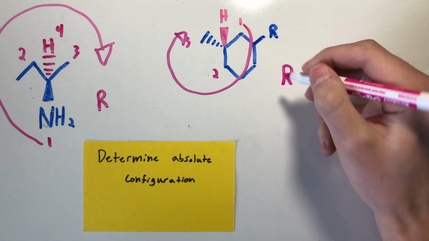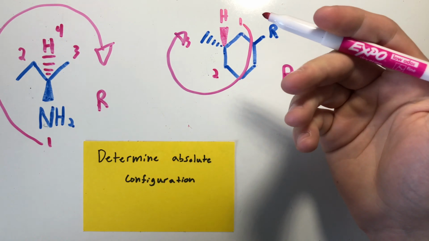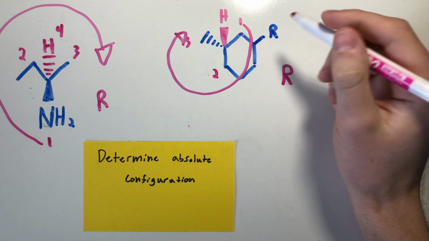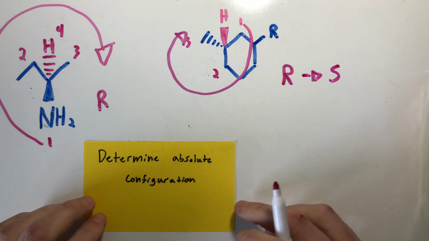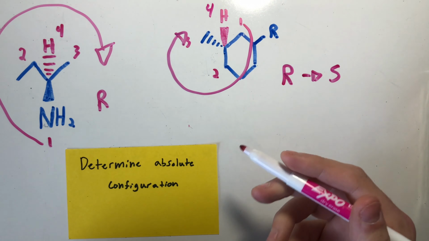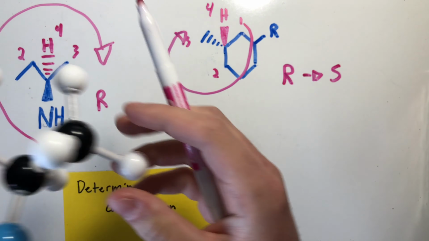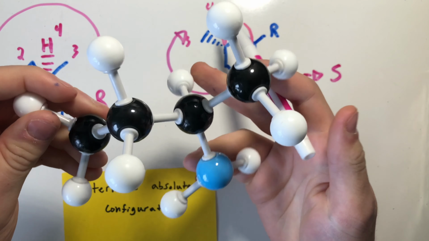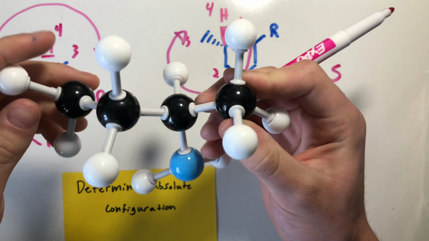So we would say that it is R, but that is actually incorrect because our hydrogen is coming towards us in the plane. So we will have to invert our answer, and it will be S. So a good way to understand this is we always want our lowest priority substituent, which is hydrogen in this case, to be moving away from us in the plane, like this molecule here. The hydrogen is moving away from us, and our nitrogen here is moving towards us.